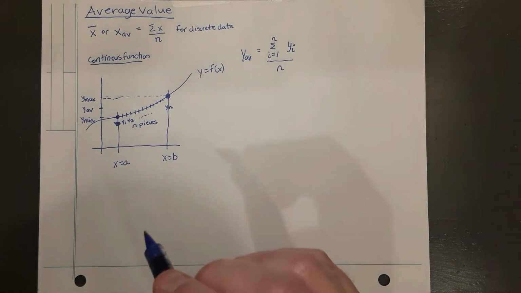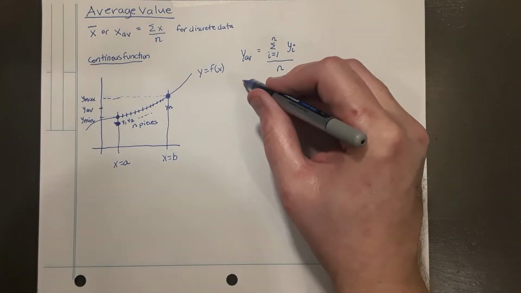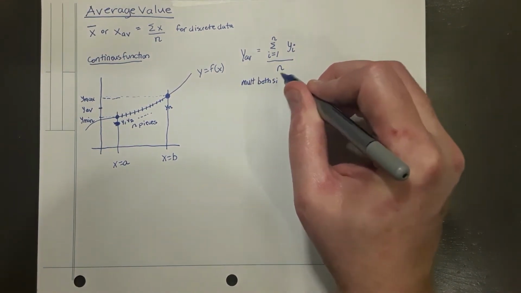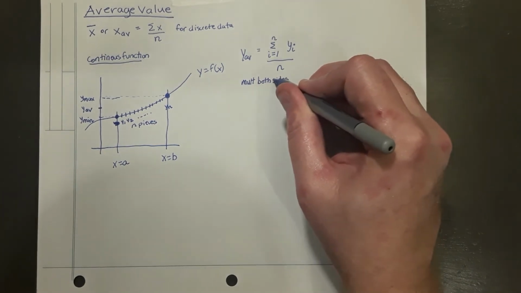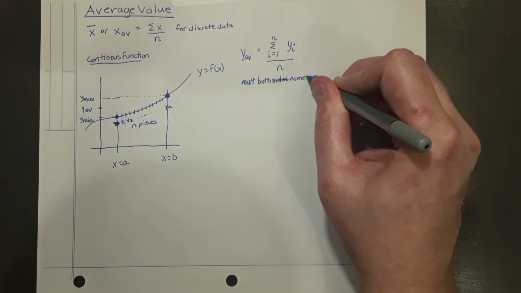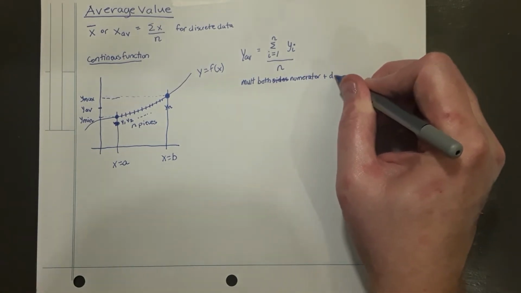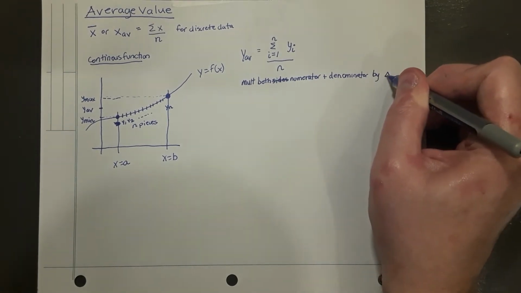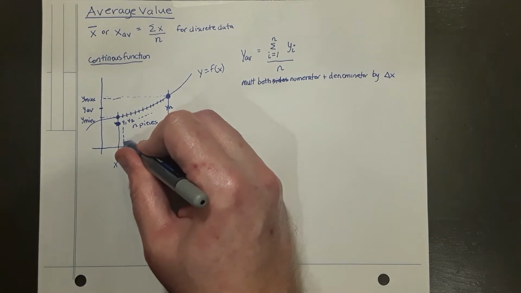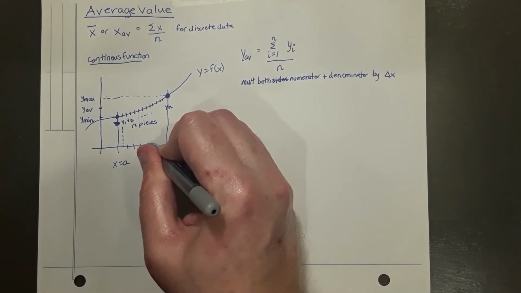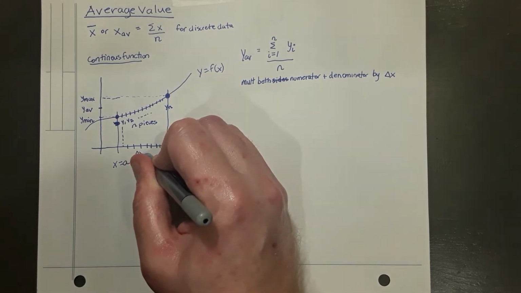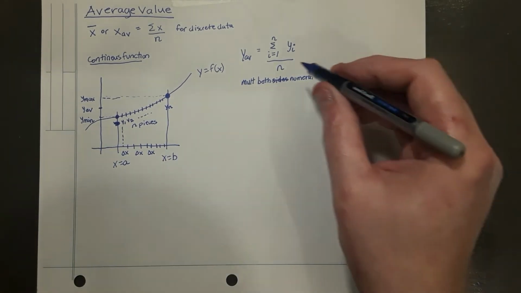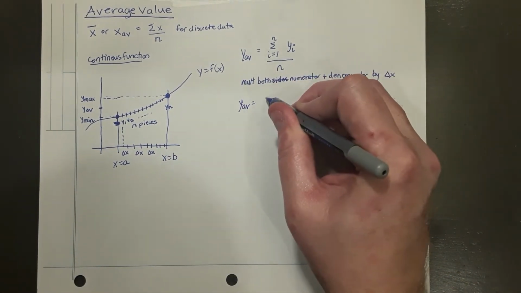In order to make the connection between this and integration, I'm just going to do a little trick here. I'm going to multiply both numerator and denominator by delta x, where delta x, if I break this up into n pieces, is the width of each piece in the interval, some change in x.